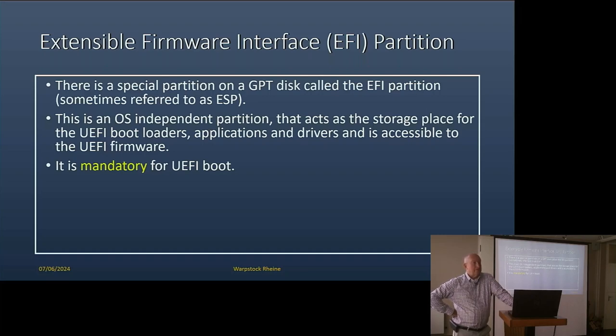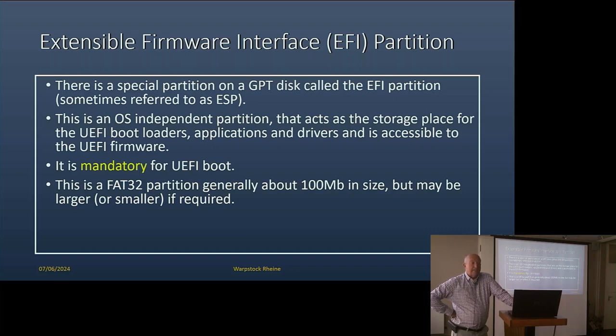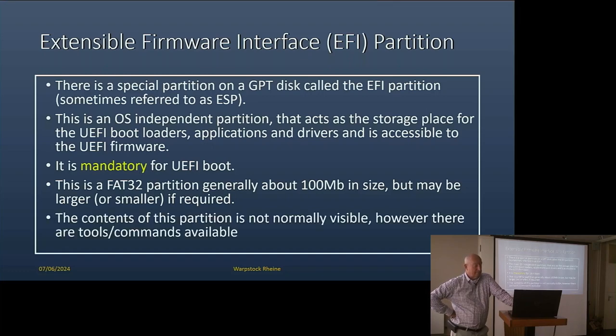If you have ArcaOS 5.1, this partition is automatically generated during the installation procedure if it does not already exist. It is a FAT32 partition, and it's around about 100 megabytes. It can be bigger, can be smaller, that's up to you. Because if you have a lot of different operating systems, it's advisable to have a bigger EFI, because all the operating systems have their bootloaders in there and other stuff. Normally, you cannot see this partition. It's invisible. However, of course, there are ways to make it visible.